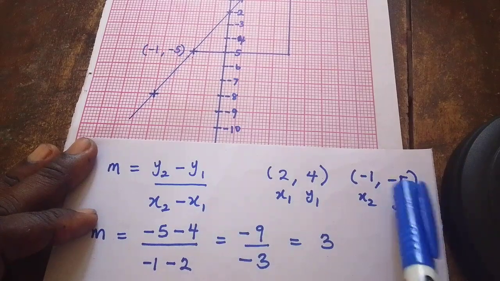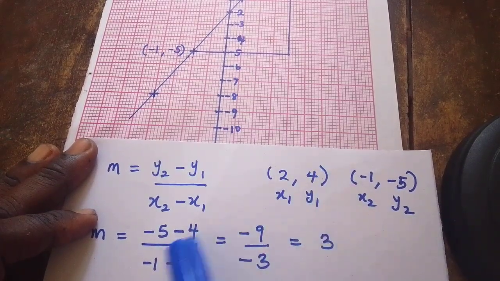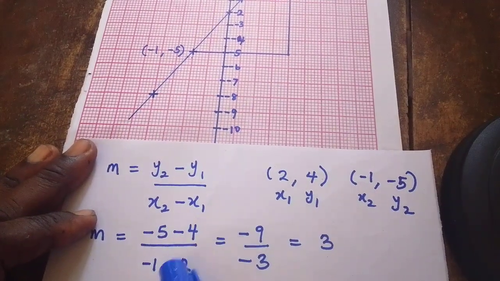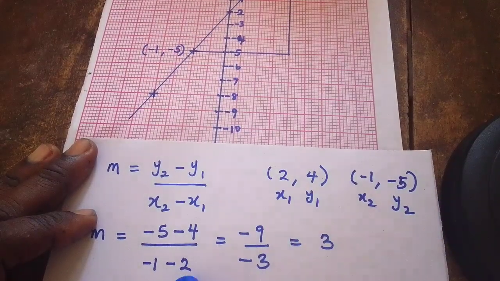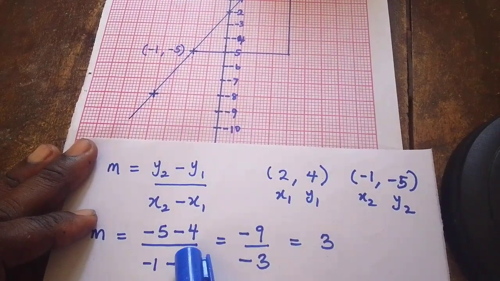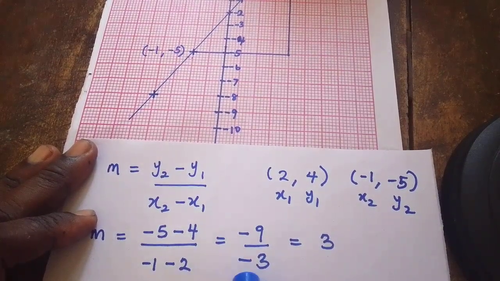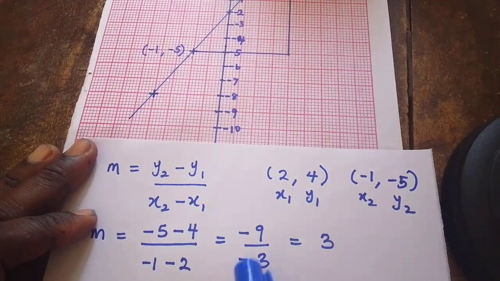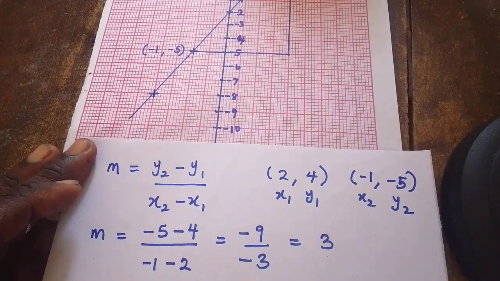So I'm now going to substitute into this formula. y2 minus y1 is minus 5 minus 4, over x2 minus x1, which is minus 1 minus 2. Minus 5 minus 4 gives minus 9, over minus 1 minus 2 which gives minus 3. Minus 9 divided by minus 3 gives 3. So the gradient of the line is 3.